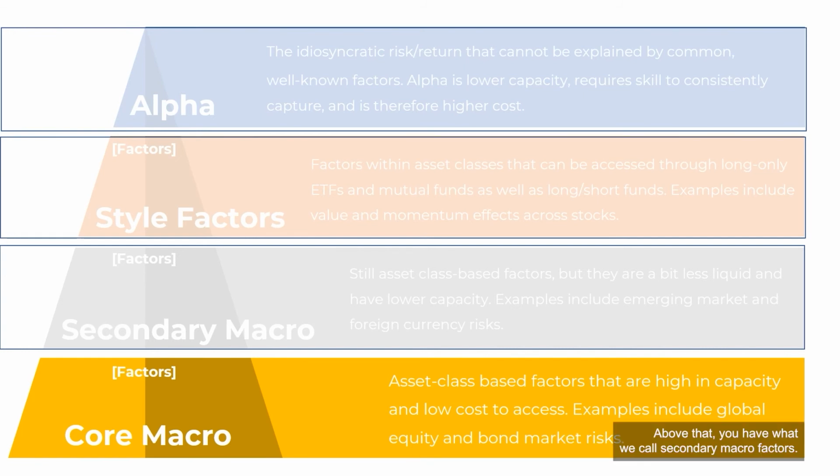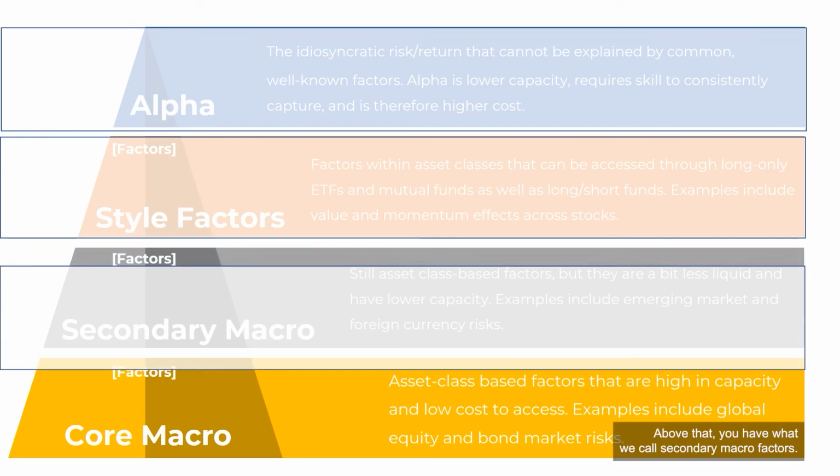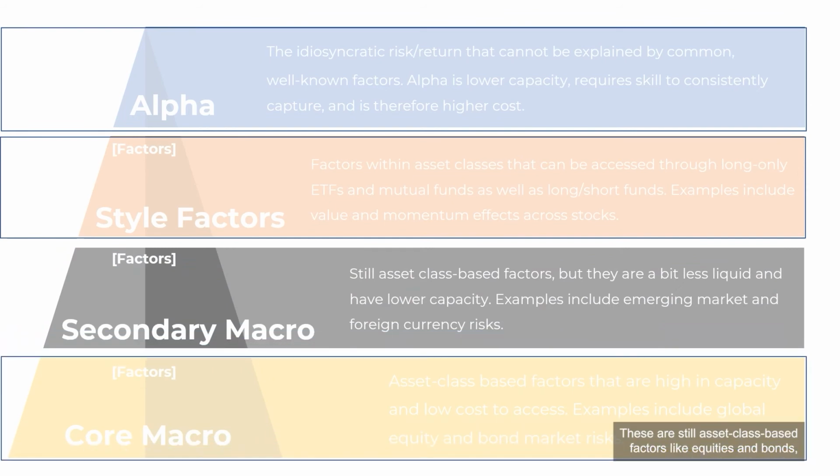And above that, you have what we call secondary macro factors. And these are still asset class based factors like equities and bonds, but they're a little bit less liquid and they have lower capacity. So these are things like emerging markets risk and foreign currency risk. These are still relatively inexpensive, but they're more costly than obtaining what we call core macro exposures, which is the level below. And then the third layer up, you have what we call style factors.